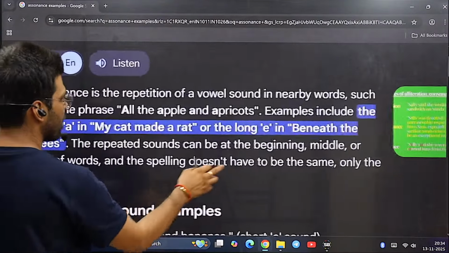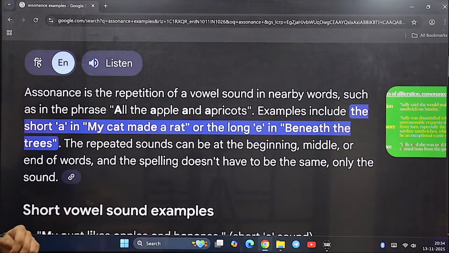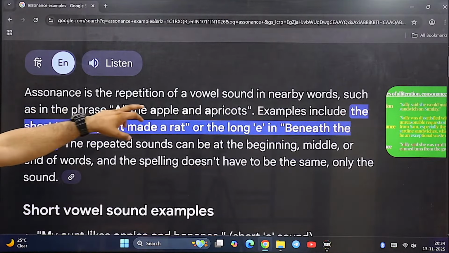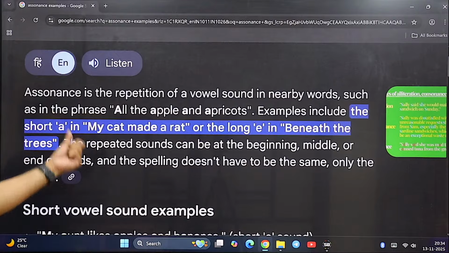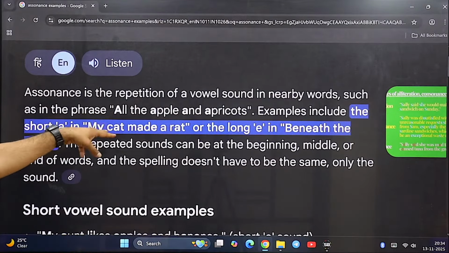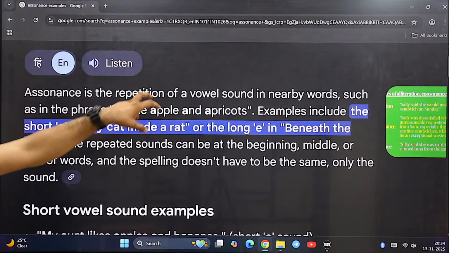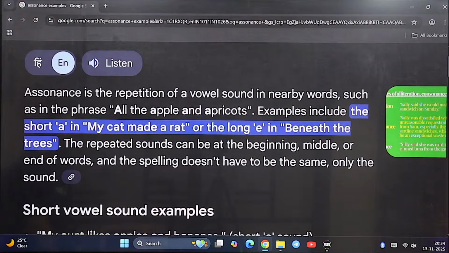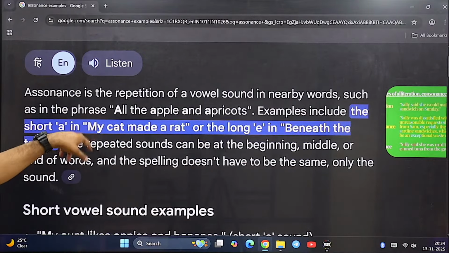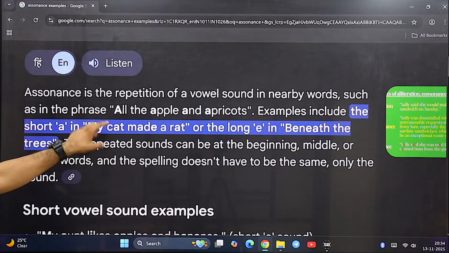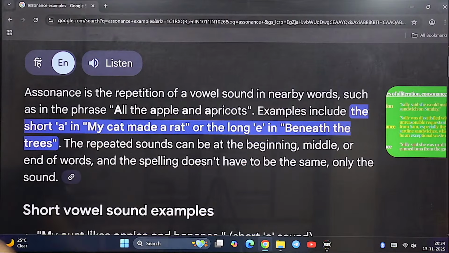Feel this, like we are in school. Again, that's the repetition of a vowel sound in nearby words. Like all, A. The apple and apricot. A, A, A, A. You can see the vowels here. My cat made a rat. Ma, the A sound is there. Cat also had that. Made a rat.